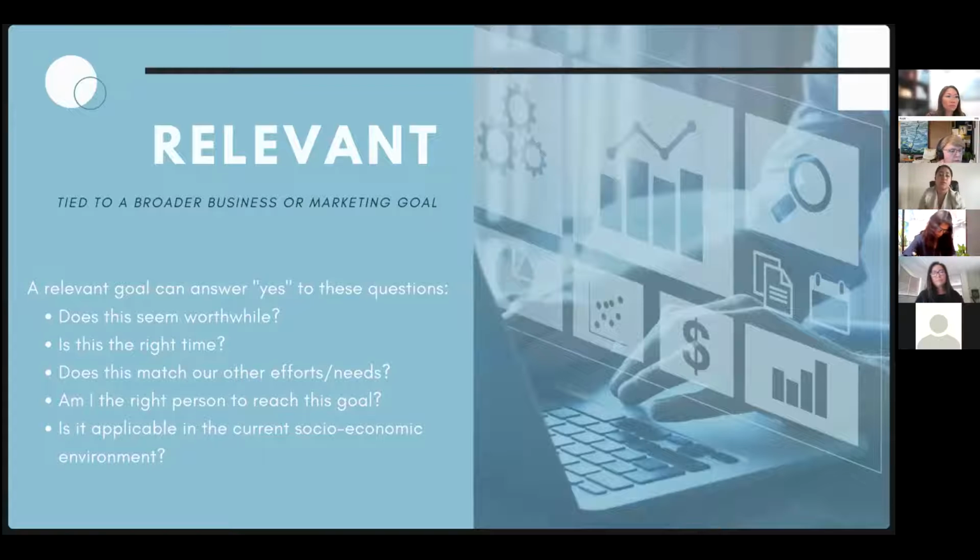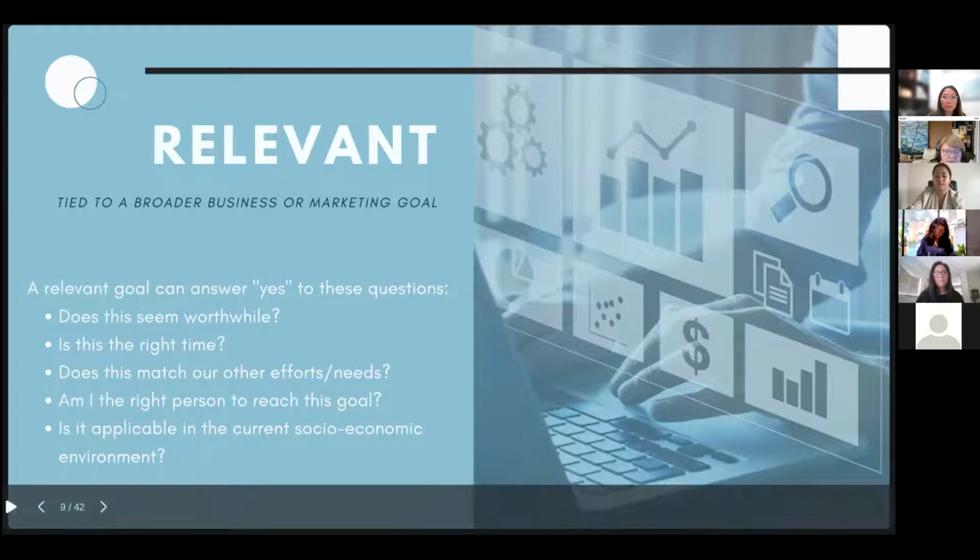So a relevant goal can answer yes to these following questions. First, does this seem worthwhile? Is this the right time? Does this match our other efforts and needs? Am I the right person to teach this goal? And is it applicable in the current socioeconomic environment?